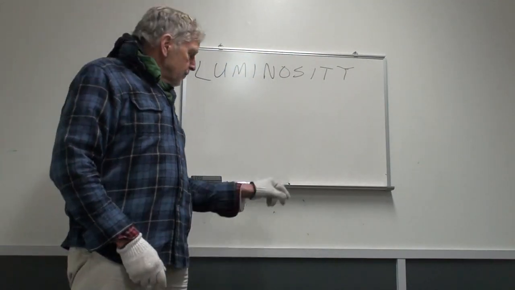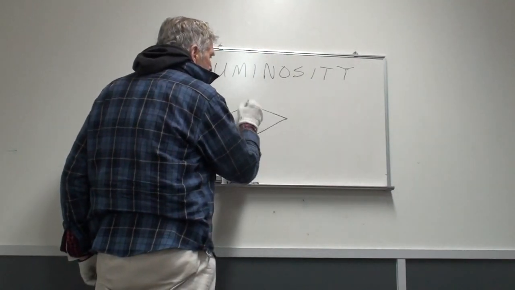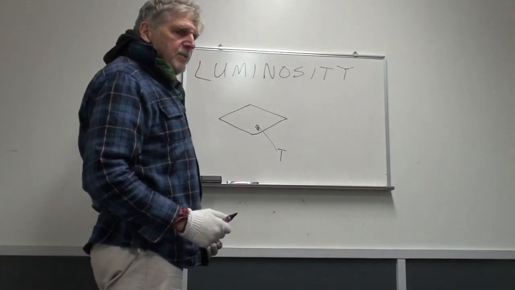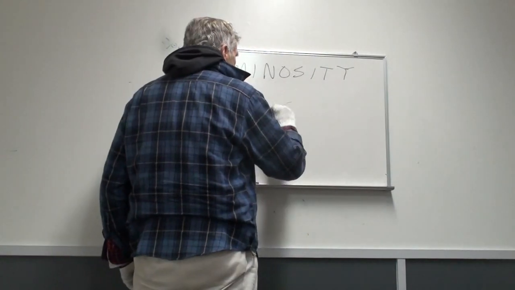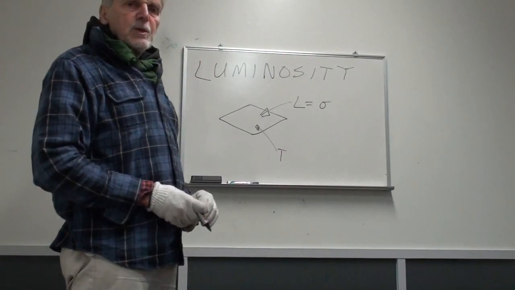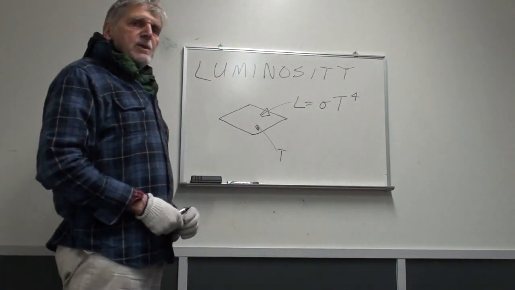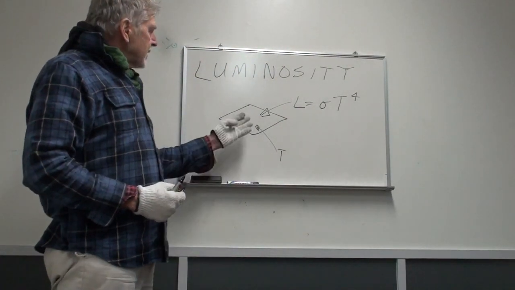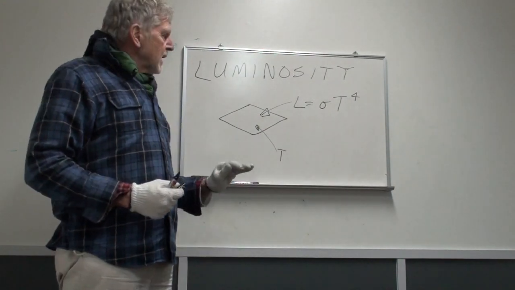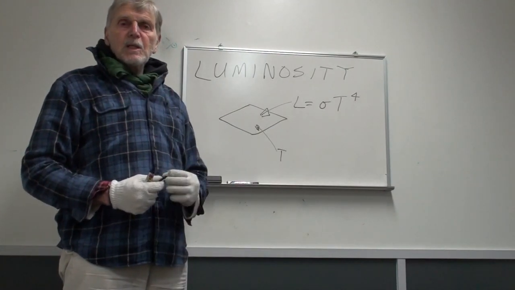If I have 1 square meter of surface area, and that 1 square meter is at a temperature T, then it will emit an amount of luminosity that is equal to some constant sigma, which mostly depends on the units that you're using, times the temperature to the 4th power. So it's extremely temperature sensitive. That is, if you double the temperature, then the amount of luminosity goes up by 16. If you multiply the temperature by 10, the amount of luminosity goes up by 10,000.